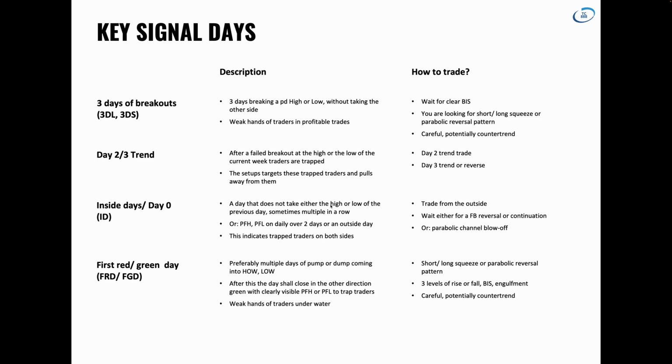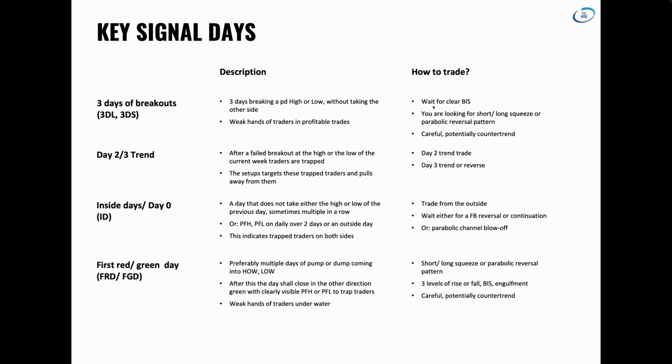So in the morning or in the evening, we will look at the charts and see if we get any of those signal days. So for example, 3 days of breakouts, long or short, meaning 3 days breaking previous day high or low without taking the other side. This means we have weak hands of profitable traders in the market, potentially. Because they are holding on, they are in deep profits, and in the first sign of weakness, they might bail out of their trades, and then it could roll over.